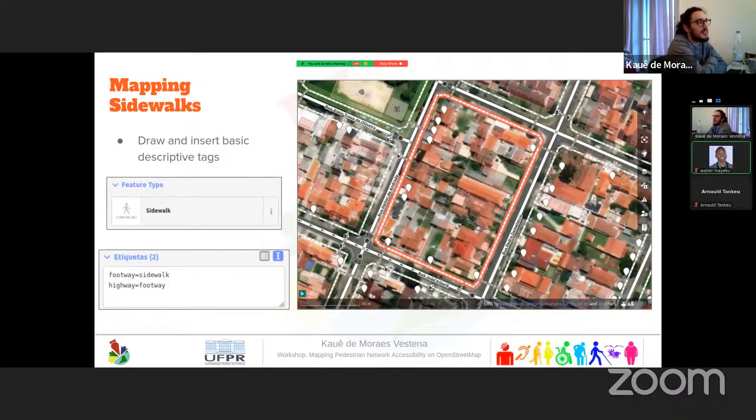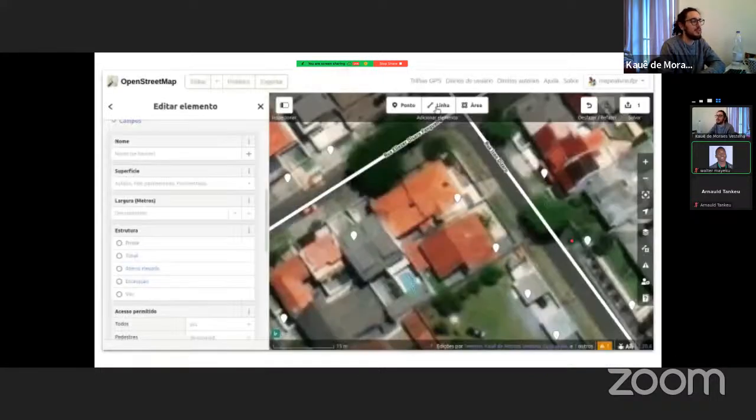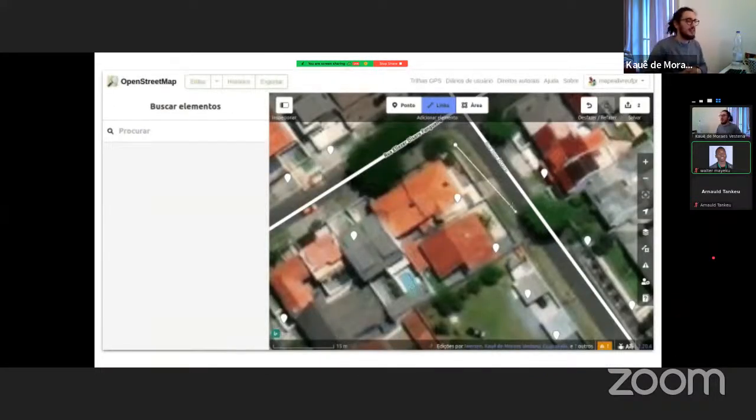The first thing about mapping the sidewalk is simple. You just draw it and put the descriptive tags, the basic tags that say that feature on OpenStreetMap is a sidewalk. This could be done similarly for any footpath, but you just adjust the tags accordingly. There's a GIF showing how to map it.